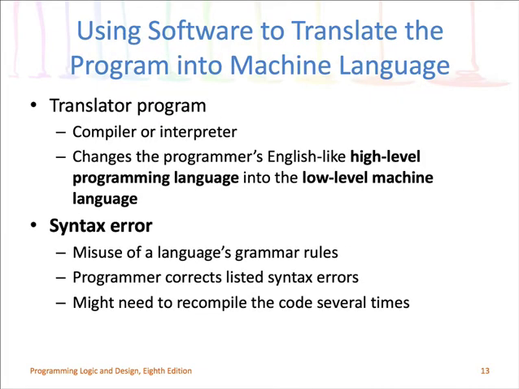A translator program is a compiler or an interpreter, and basically what it does is it changes your high-level programming language, such as C++ or Java, into low-level machine code. Again, a syntax error is a mistake in syntax, which is a mistake in the grammar rules. If you get one of those, you correct it, you recompile, hope you don't get any more syntax errors, but if you do, you look at the new syntax errors and deal with those.